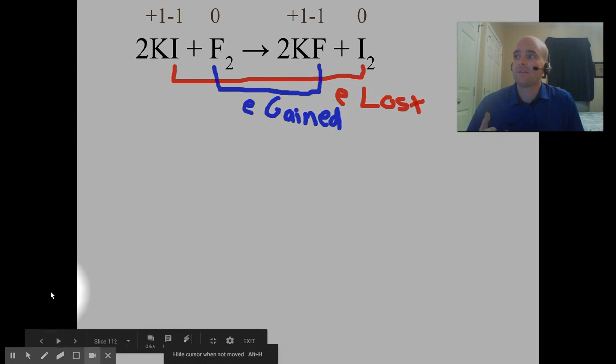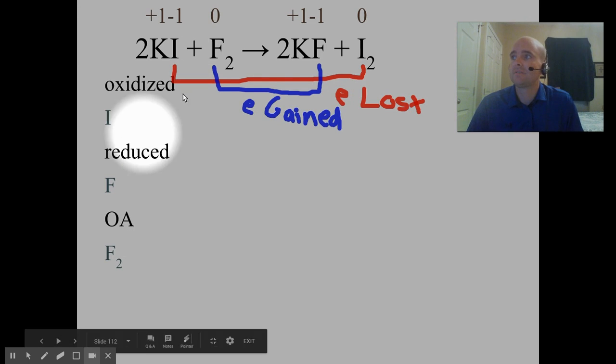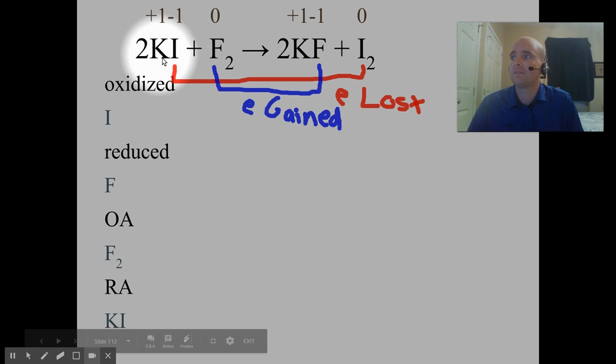Now we're able to understand and see which one is oxidized and which one is reduced. So the oxidized one is going to be the one that lost electrons, that's iodine, and the one that's reduced is going to be the one that gained, fluorine. The oxidizing agent, or OA, is going to be F2, since that is the pair that came along with the iodine. And then likewise the reducing agent is now just going to be the opposite pair here that came along with the fluorine.